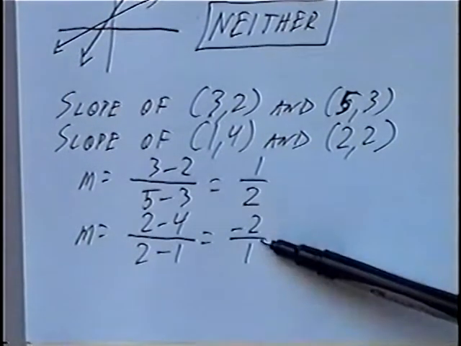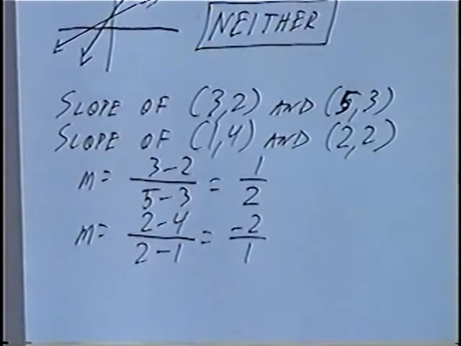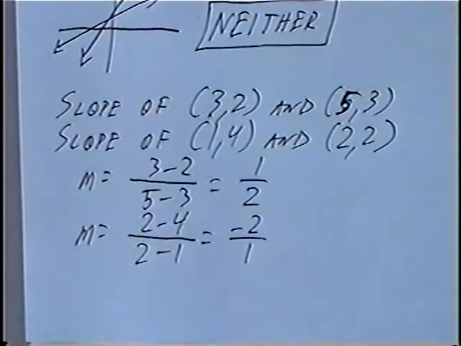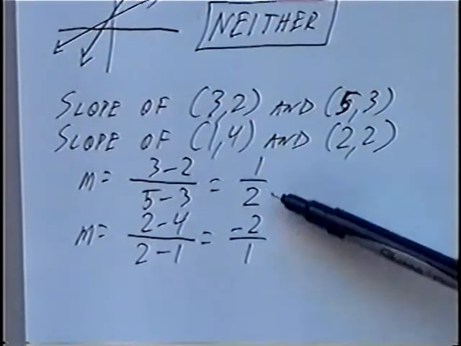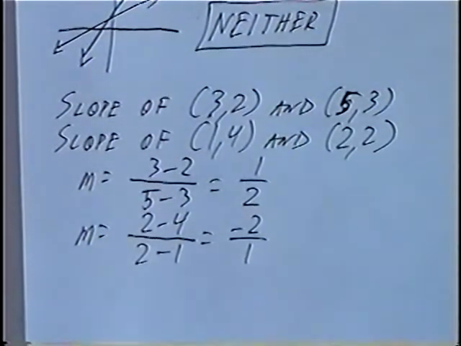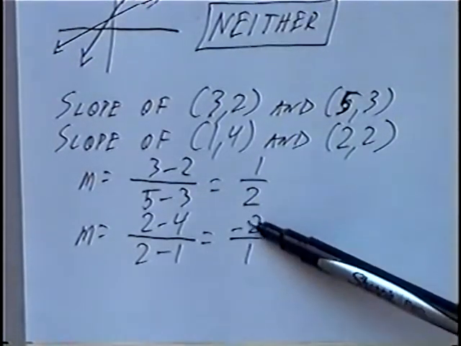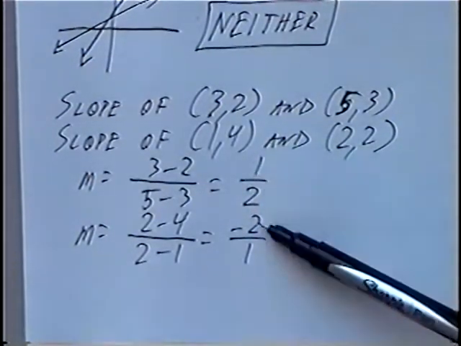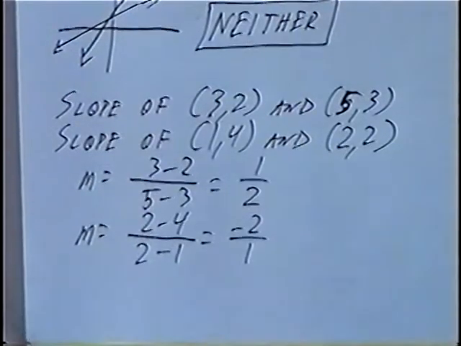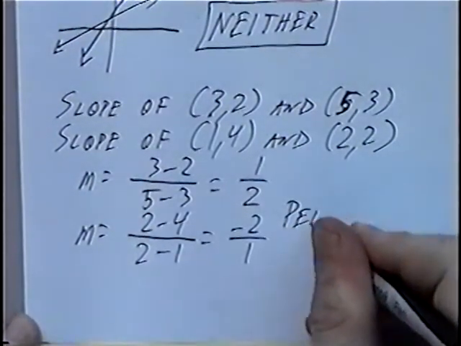These are not parallel since they're not the same. To be perpendicular, they have to be opposites. One is positive, one is negative, so they're opposites. The reciprocal would be the same fraction flipped upside down. 1/2 is the reciprocal of 2/1. So these points would be perpendicular.